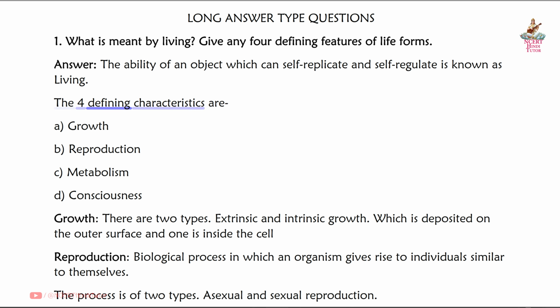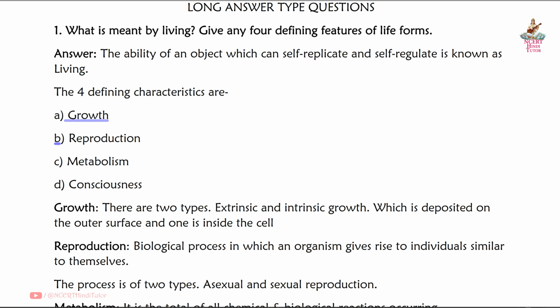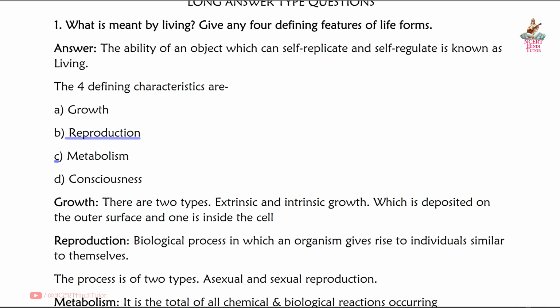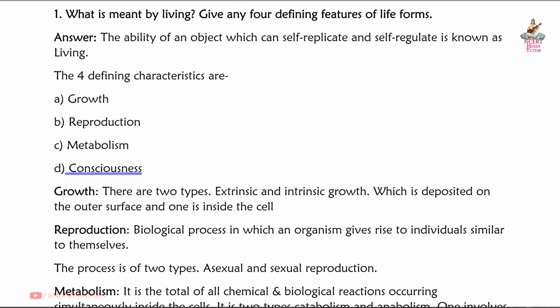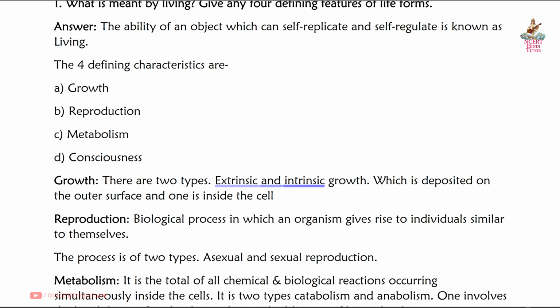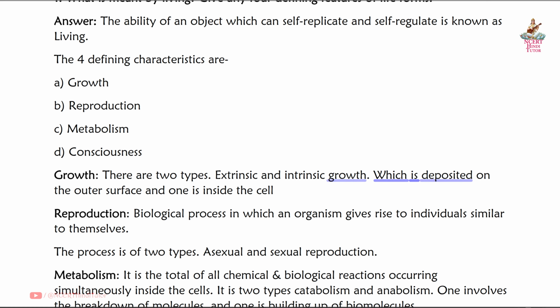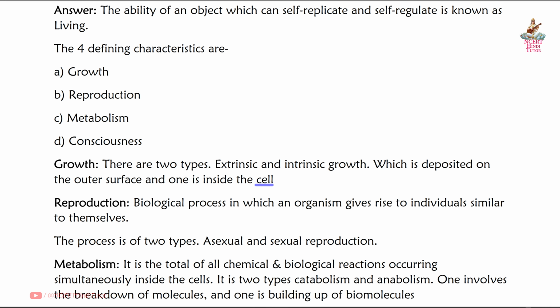The 4 defining characteristics are: A. Growth. B. Reproduction. C. Metabolism. D. Consciousness. Growth: there are 2 types, extrinsic and intrinsic growth; one is deposited on the outer surface, and one is inside the cell.